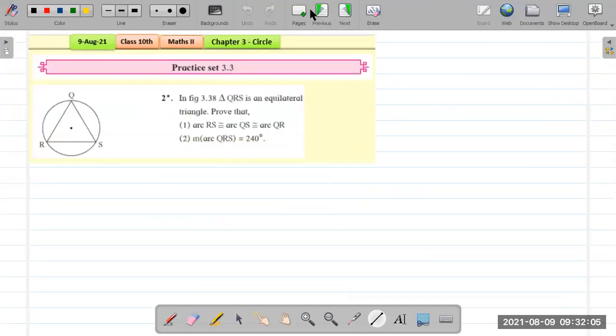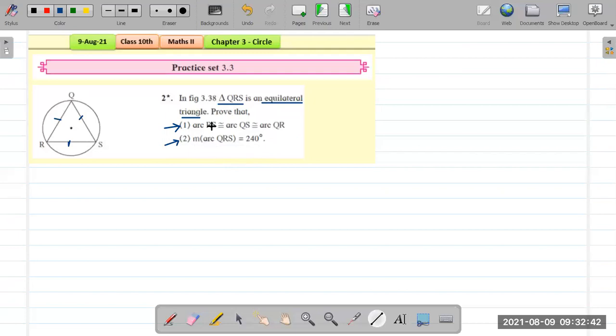Question number 2. What are we given here? In the triangle QRS, this triangle is an equilateral triangle. Now we know for an equilateral triangle, all the sides are equal, right? What are we asked to prove? Prove that the arcs are equal. All the three arcs are equal. And we need to prove that the measure of arc QRS is equal to 240 degrees. All right. So how do we begin?